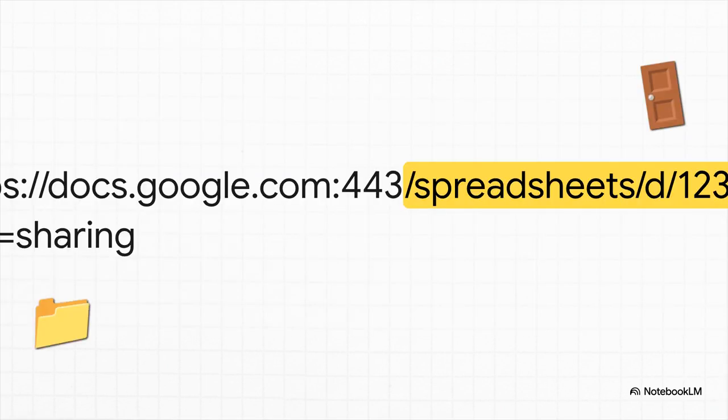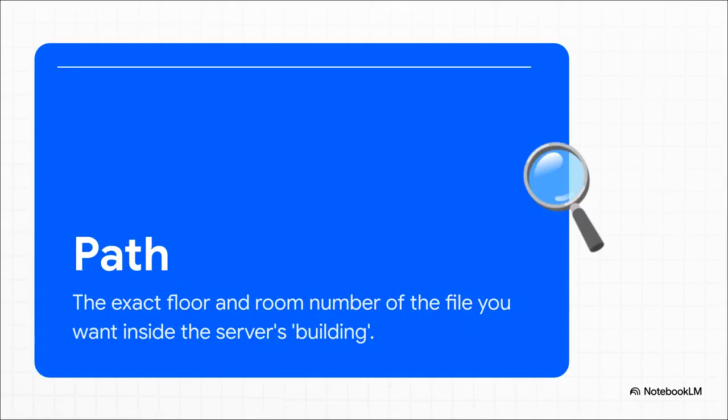So, we've found the right building. We're in. But now what? Where inside this massive building do we go? Well, that's exactly what this next part, the path, tells us. The path is basically the exact file location on the server. So if docs.google.com is our giant library, then /spreadsheets/d/12345 is like telling the librarian, I need the book from the spreadsheets aisle on shelf D, and it's book number 12345. It's the exact floor and room number.